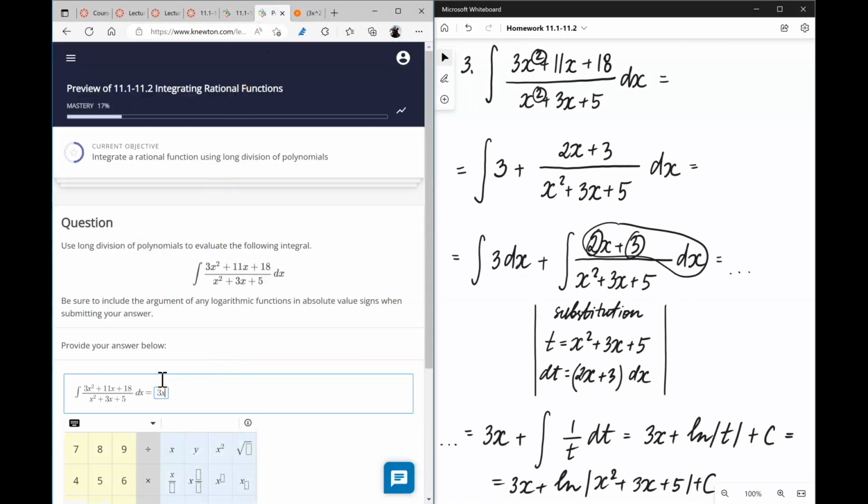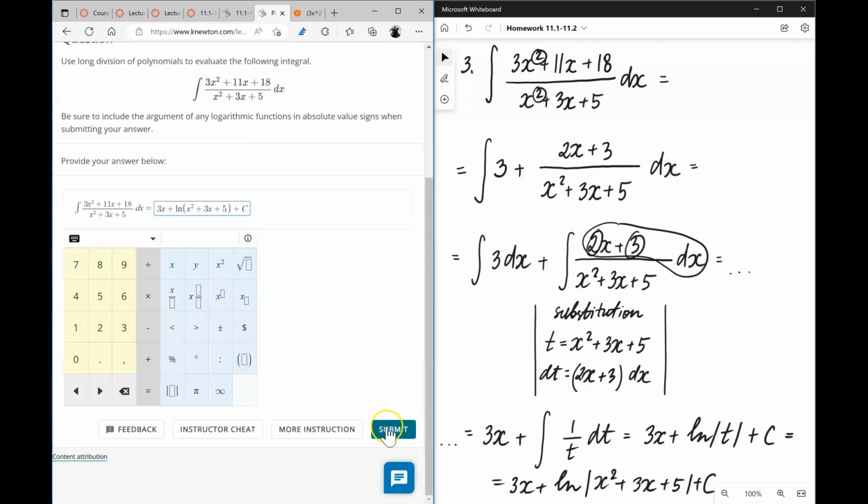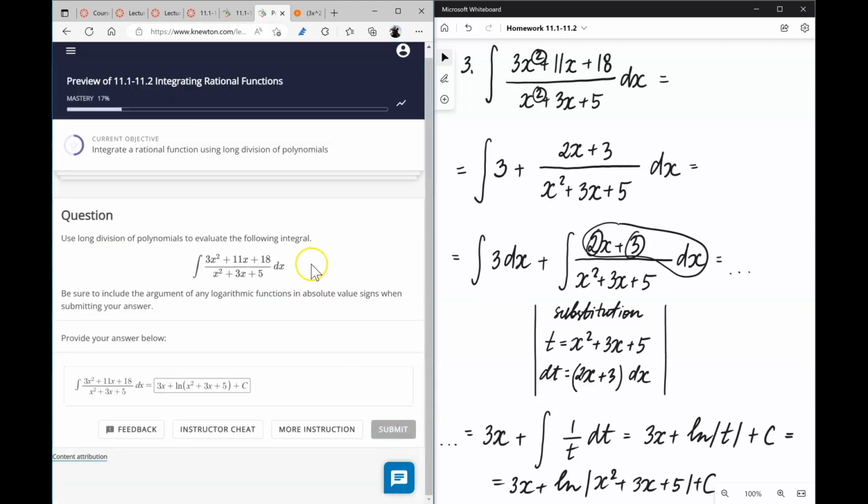We have 3x plus ln absolute value. And again, there is no need for absolute value here, because this is an irreducible quadratic expression, which, when evaluated for any values of x, produces a positive output.